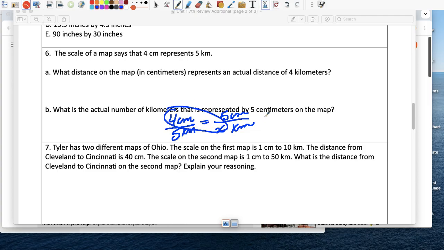Cross multiply: 4x equals 5 times 5, which is 25. Divide by 4, divide by 4. And x equals 25 divided by 4, which is 6.25. So on a map, it would be 6.25 kilometers.